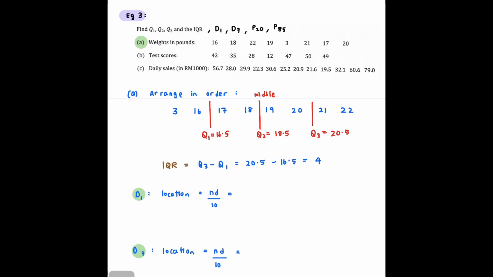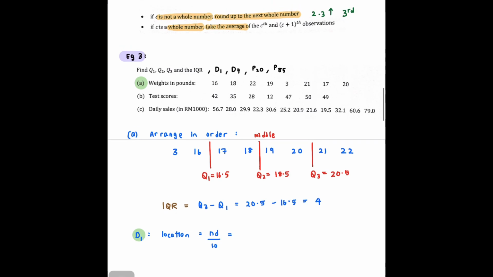Okay, for the decile. Decile meaning that you divide the data into 10 equal parts. But you have only 8 row data. How can you divide into 10? So that's why we have to use the location formula. We want to find the position of your data. So where is the position of your data?